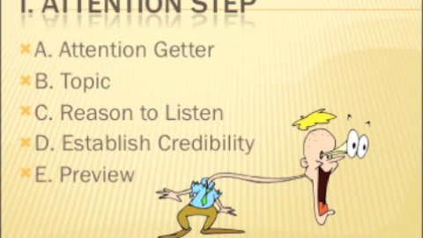Second type of credibility is derived credibility. Derived credibility is the credibility that you earn during your speech. Ways that you can earn credibility during your speech include having an organized presentation. If your speech isn't organized, then it harms your credibility. If your speech is well organized and well delivered, then it helps your credibility throughout your presentation. It can only help your credibility.